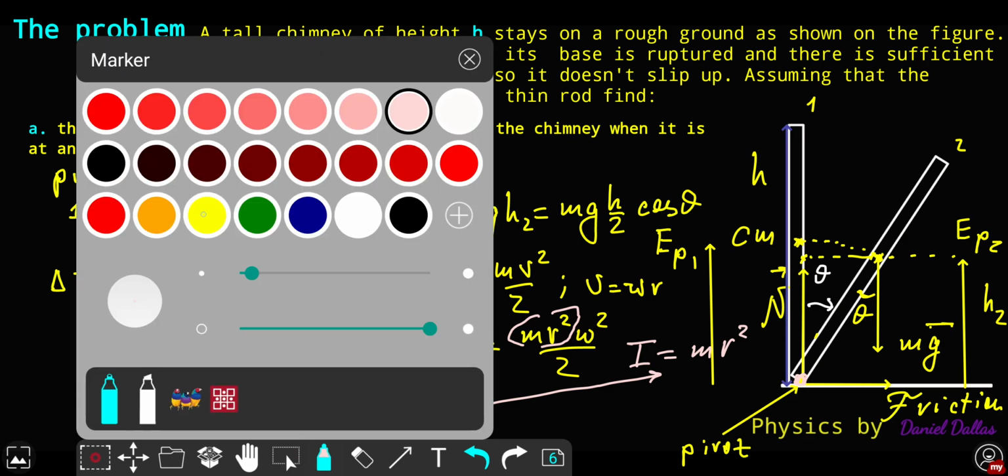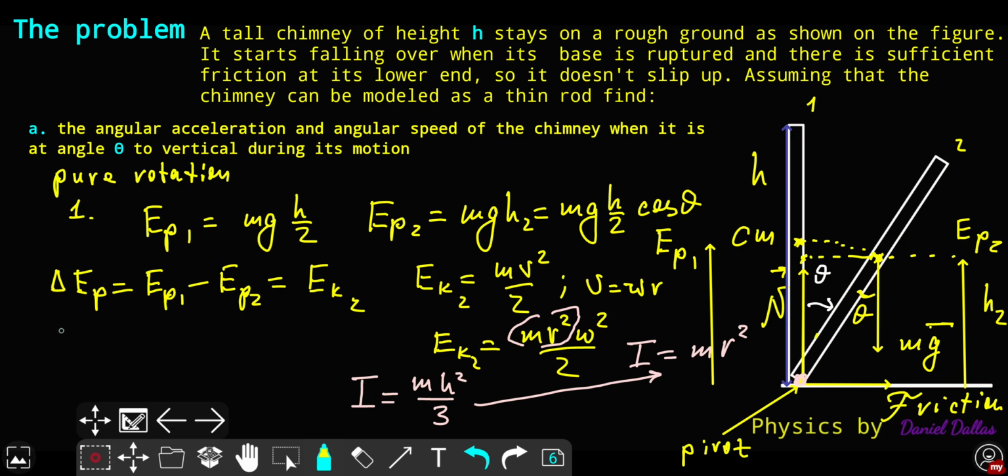So what will we have finally? We'll have the following: mg h over 2. Because we have the difference, we simply use that as the common factor, and right now we can leave 1 minus cos theta, okay? So what do we have on the right side? On the right side, we have the moment of inertia, which is mh squared over 3. So the kinetic energy we can write another way around. That's going to be I omega squared over 2, okay?